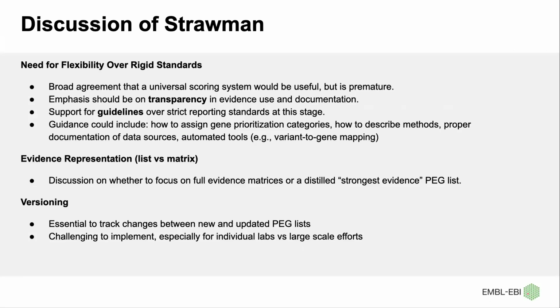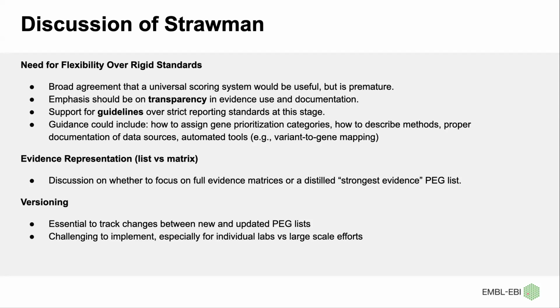And then we had breakout sessions for people to discuss. These are the themes, the things that people came back with after discussion. The biggest one, I think, was a consideration that we need to have some flexibility in these standards over rigid standards. There was broad agreement that a universal scoring system would be premature at this point, although useful, but premature. And that the emphasis should be on transparency in the evidence used and how it's documented. There was some support for guidelines over strict reporting standards at this stage. For example, this guidance could include how to assign the gene prioritization categories, how to describe methods, things like that.